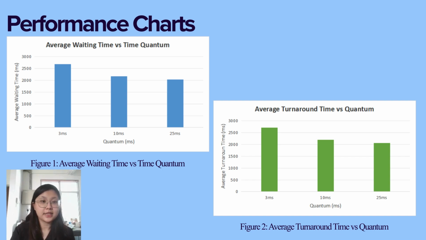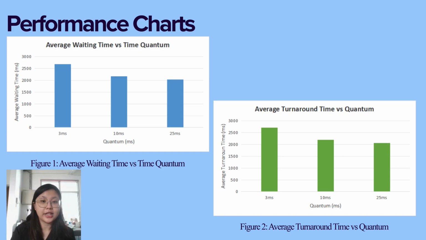This creates a massive 990 milliseconds overhead, meaning the CPU is too busy switching instead of working. At 10 milliseconds, performance improved significantly. Waiting time dropped to 2,167.61 milliseconds and switches reduced to 327. At 25 milliseconds, we see the best efficiency.